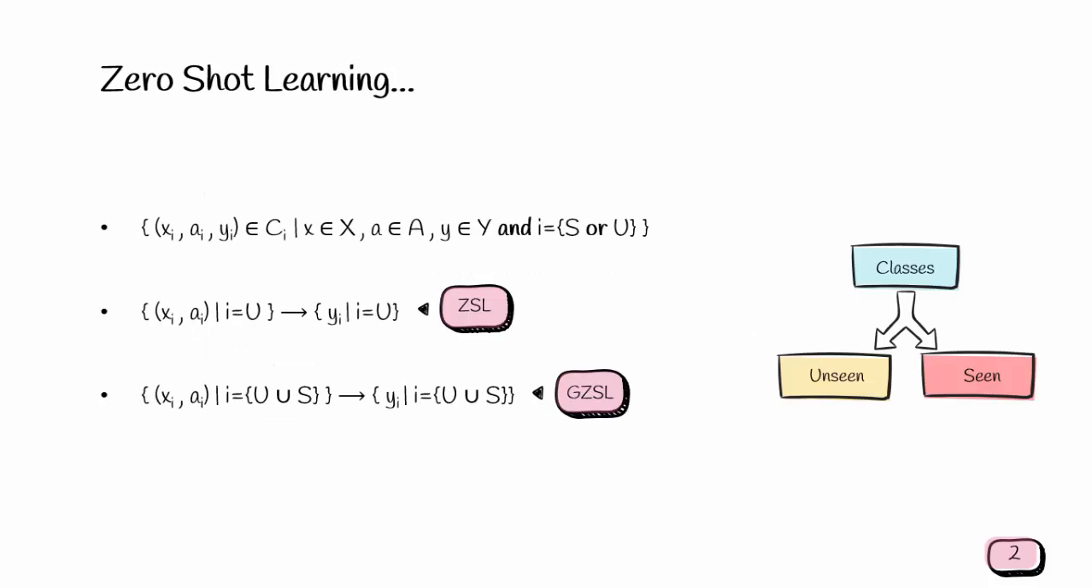According to the explanation of the previous slide, the classes will be divided into two categories: seen and unseen classes. The seen classes are the classes that will be present in the training phase, but the unseen classes are not present in this phase and will only be present in the test phase.